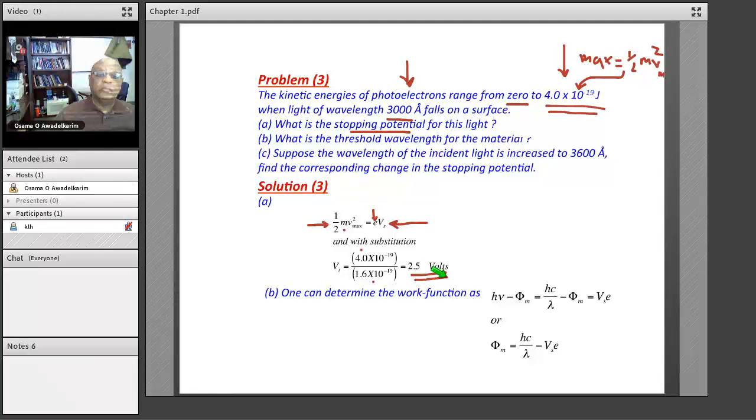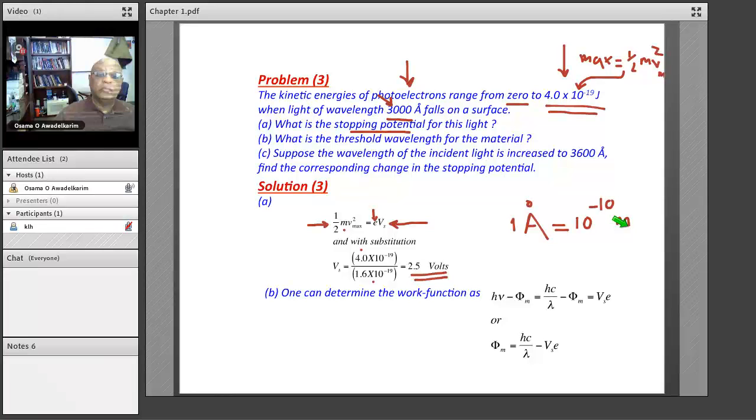So what we're saying is that if the wavelength of the incident light is 3000 angstroms, and remember we said 1 angstrom is equal to 10 to the minus 10 meter, a very small unit that we use because we're dealing with very short lengths, then we have 2.5 volts to stop the electron from reaching the collector.